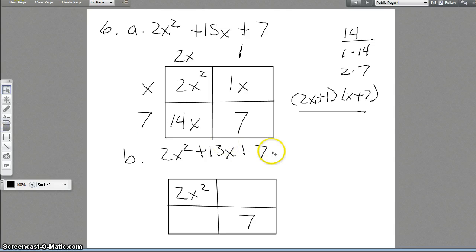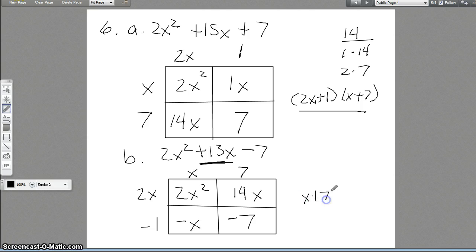Okay, so this last one, actually, instead of a positive 7, it's a negative 7. Okay, since it's a negative 7, that means we're going to have a positive term and a negative term. We need to find the pair of factors that has a difference of 13. That is, again, going to be 1 and 14. Since our answer here is positive, that means our positive number must be the bigger one. Our negative number must be the smaller one. We get our greatest common factor in each row and column again. And we get x plus 7 times 2x minus 1.